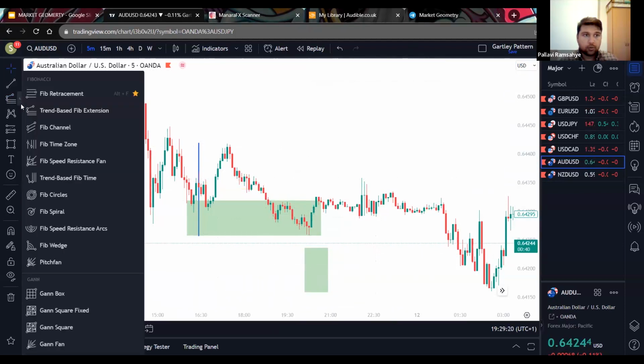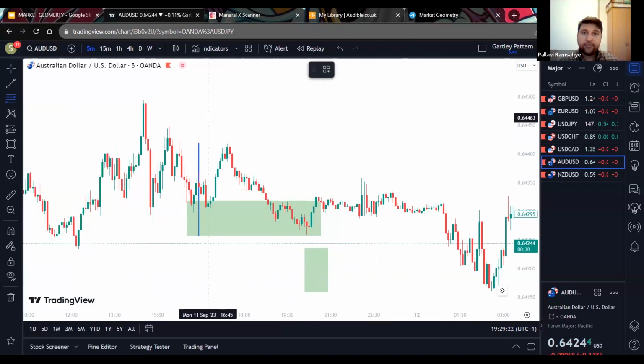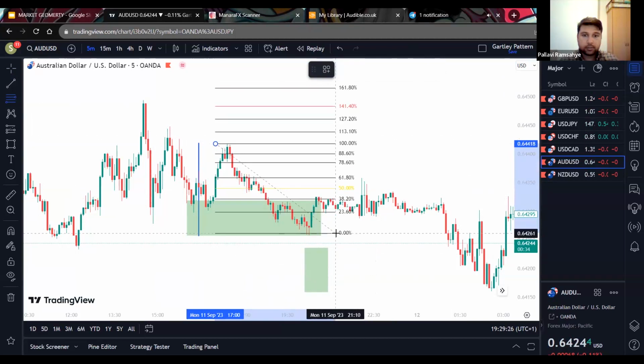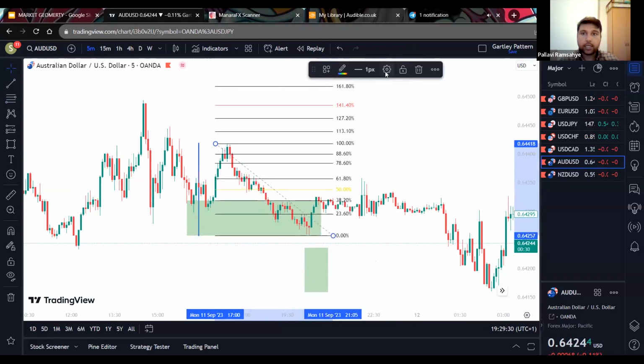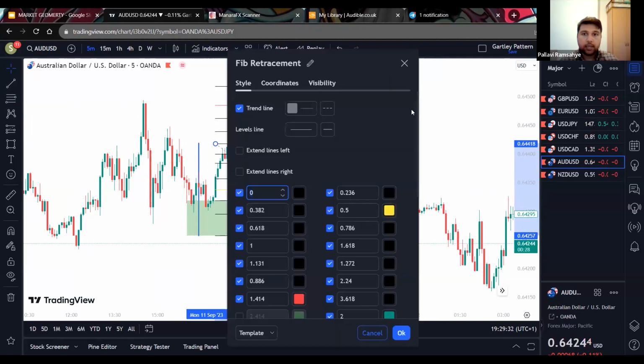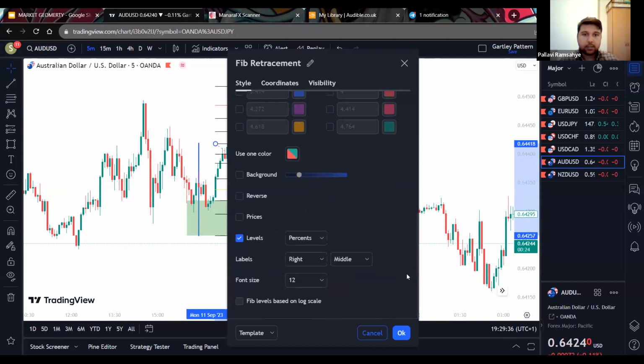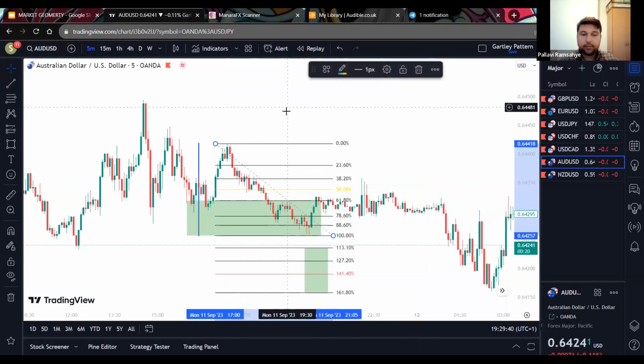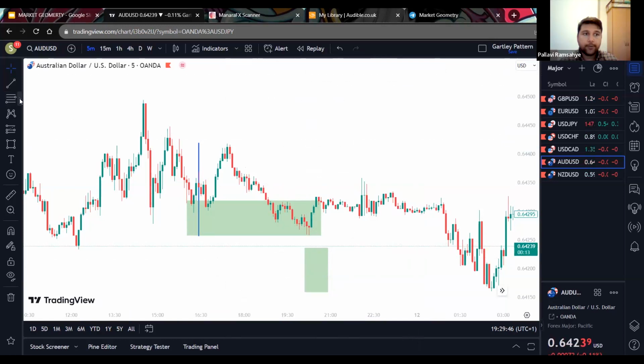Perfect. So this is the Fibonacci retracement tool. So from high to low. And then what we're doing is we are going to our settings, coming down to the bottom, clicking reverse, and that essentially creates the expansion, okay? I'm going to get rid of that now. I'm going to do it the traditional way.